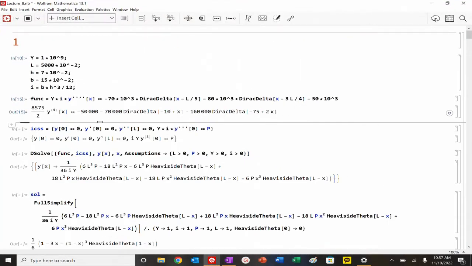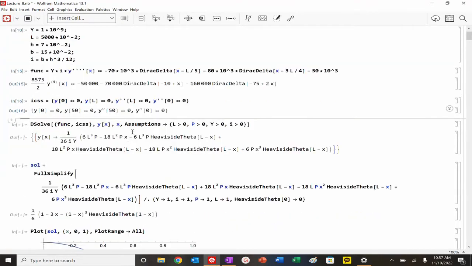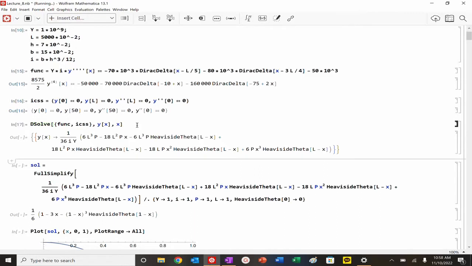So I can set my boundary conditions as follows. At y of 0 equals 0, at y of L the displacement is equal to 0, then y double prime of L is equal to 0, and also y double prime at 0 should be equal to 0 as well. So those are my 4 boundary conditions. I'm going to get rid of this assumptions page here.